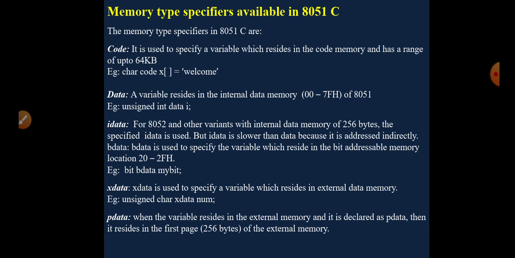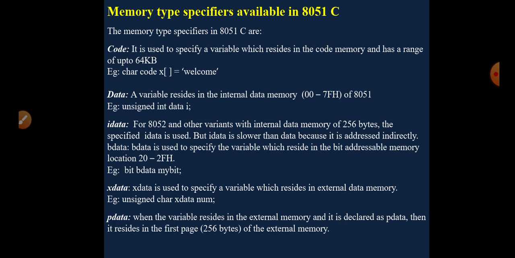B data is used to specify the variable which resides in the bit addressable memory. B stands for bit. Okay. So if you want to specify a variable which resides in the bit addressable memory, then the type specifier used has to be bdata, that is bit data. The variable can reside anywhere in the memory location having the address from 20 to 2F.